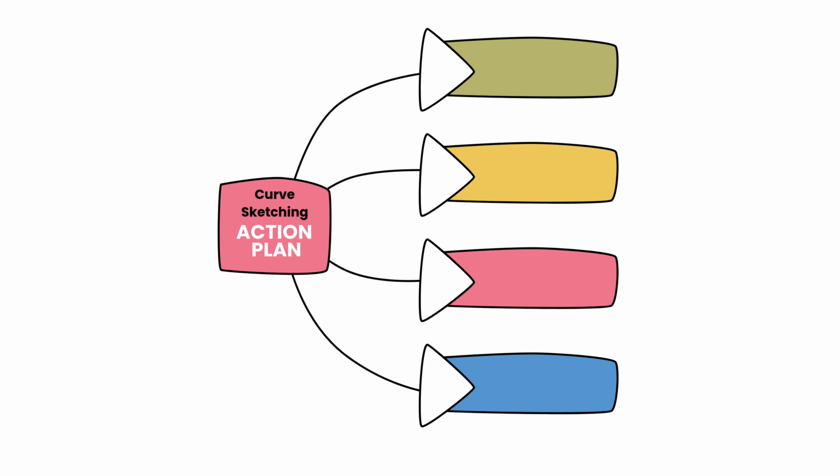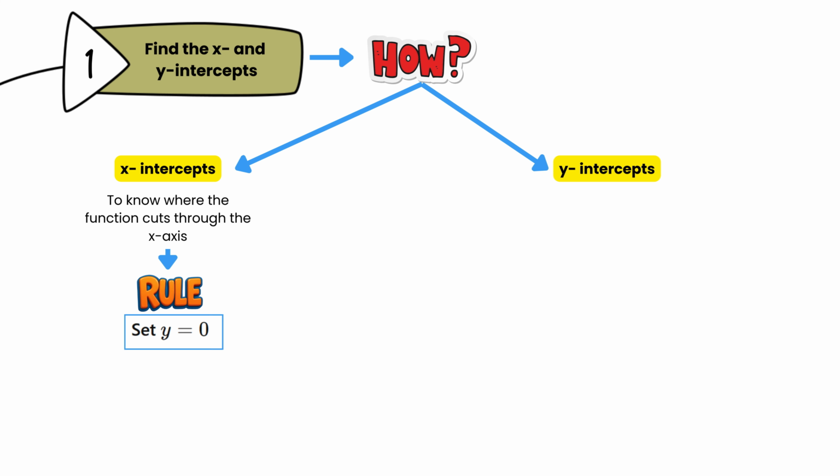Right, let's kick off with step 1. In this step, we're going to find where the function cuts the x-axis, called the x-intercept, and where it cuts the y-axis, called the y-intercept. Finding these points is actually super easy because the process is exactly the same for all functions. If you want to know where the function cuts the x-axis, you simply set y equals 0. That means wherever you see a y in your function, you replace it with 0 and solve.